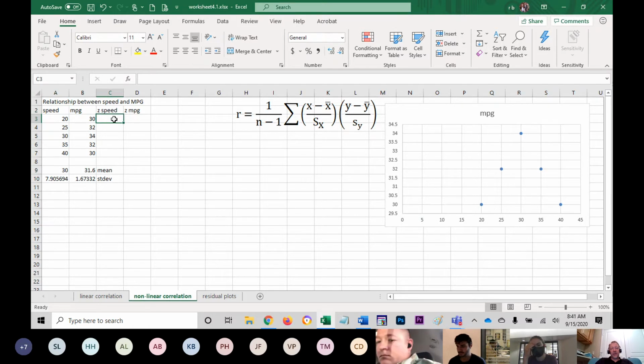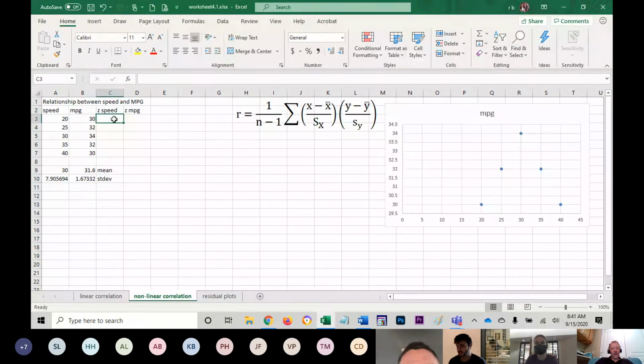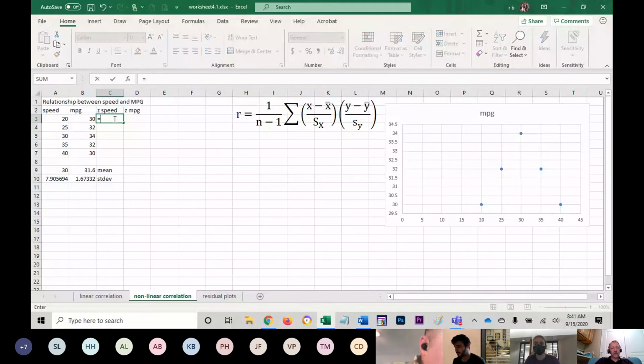All right, so z-scores. Whitney, can you tell me what to type for these z-scores? You'll do the data point for speed, so this would be 20, minus the mean, 30, and then you divide all of that by the standard deviation of 7.9. Divided by the 7.9, right.